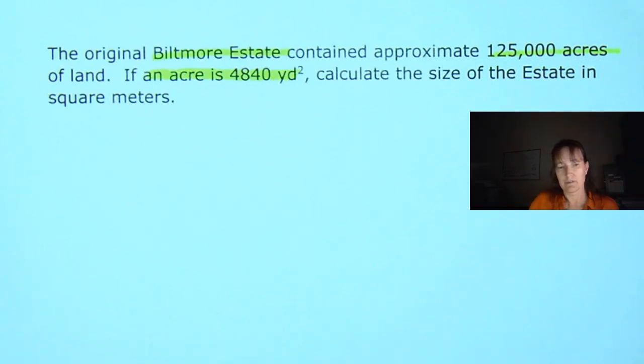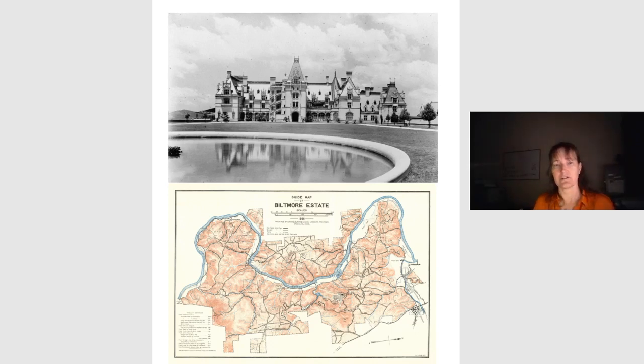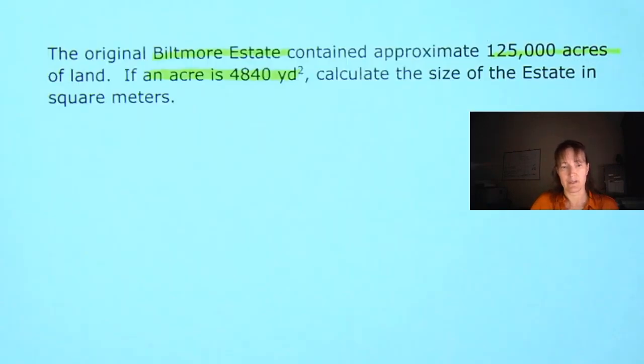So I have a picture here of the original Biltmore estate. This was an early image of the Biltmore estate, and then below it you'll see an original map. So this shows how much land there was. This is the measurement in this conversion problem. So a conversion problem has to have a measurement, and our measurement is the size of the Biltmore estate, the 125,000 acres. So this just gives you an idea of what this looks like.